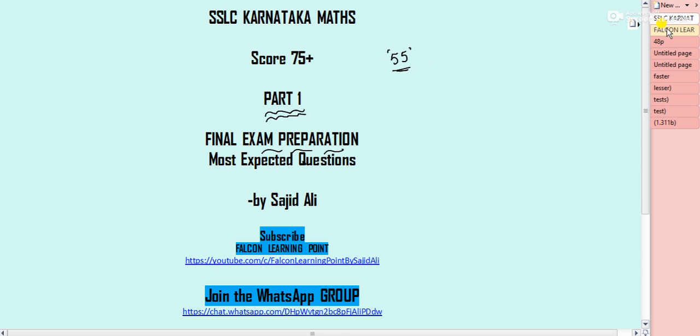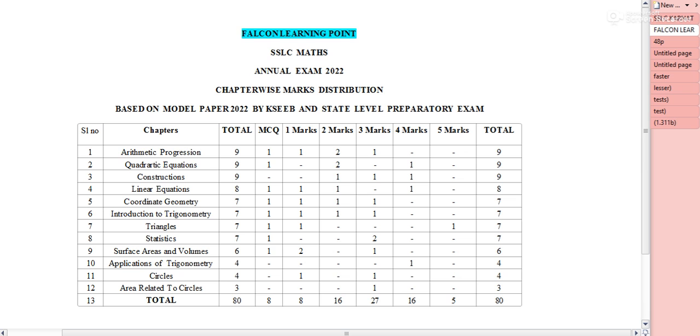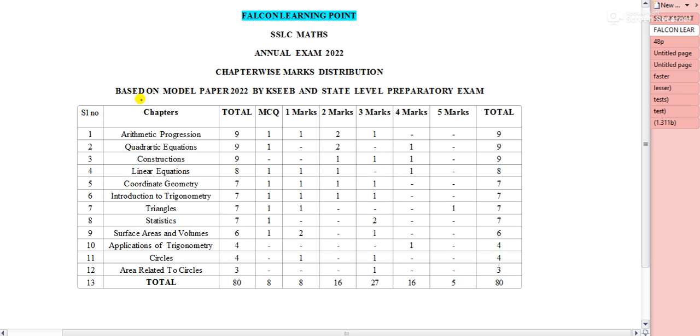So here is the marks distribution, you can refer to it. This is on the basis of the model exam paper in the state level preparatory exam. This is what they have given. The highest marks you can get from these three chapters: AP, quadratic and constructions, then linear. I have written here based on the marks distribution, so you can follow this chart. You'll get an idea from which chapter you are going to get 4 marks, 5 marks questions.